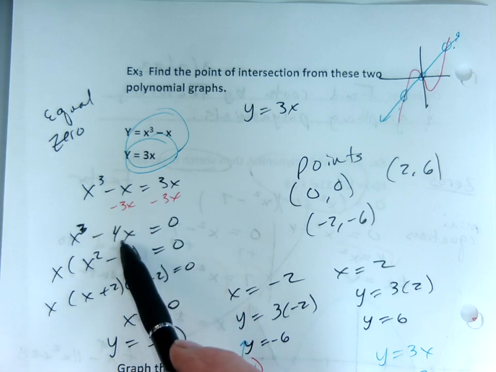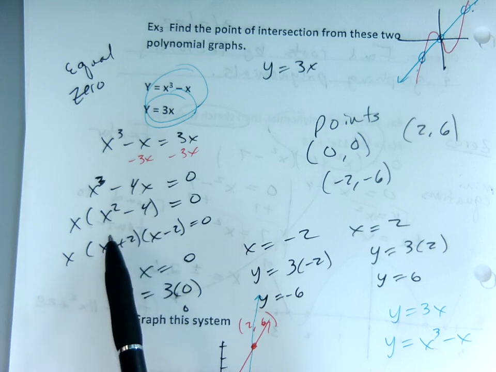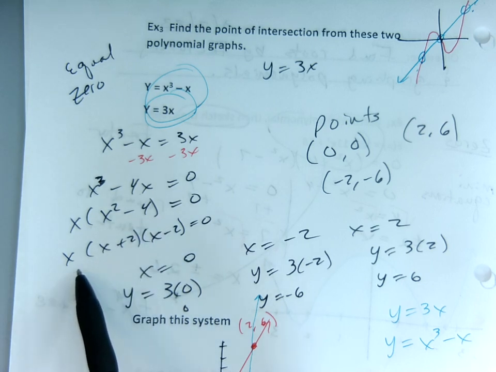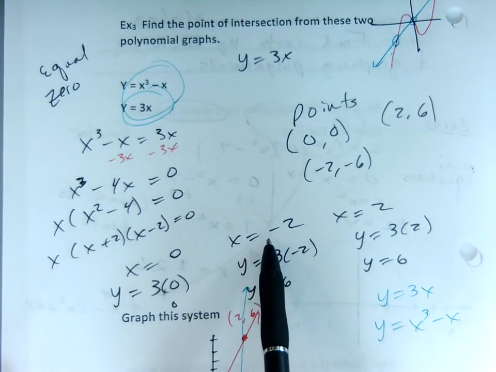Brought over 3x. I factored out an x. I factored again, x squared minus 4. So I got an x minus 2, x plus 2. So my zeros were at 0, negative 2, and 2.